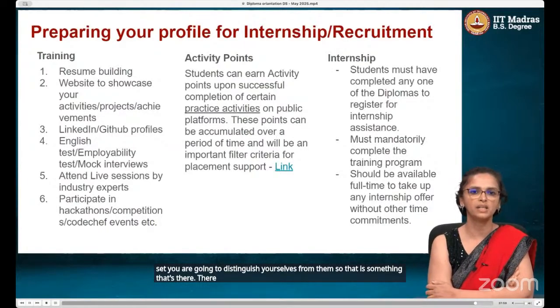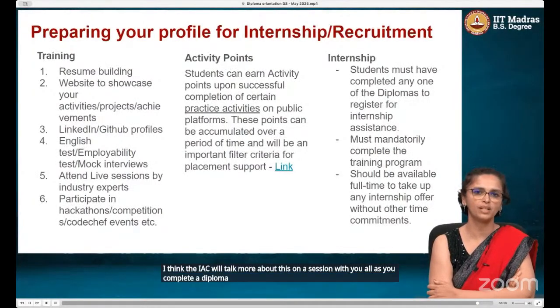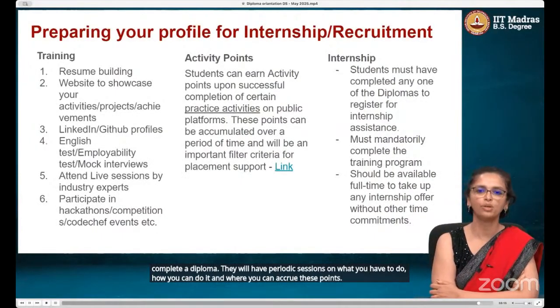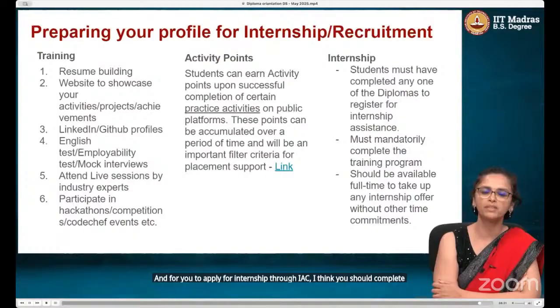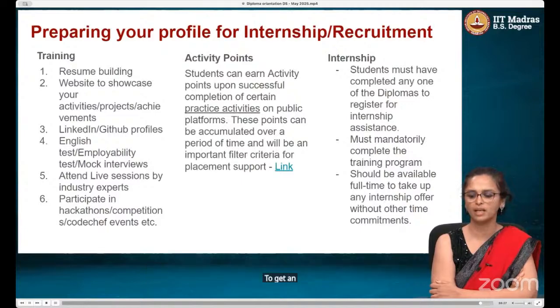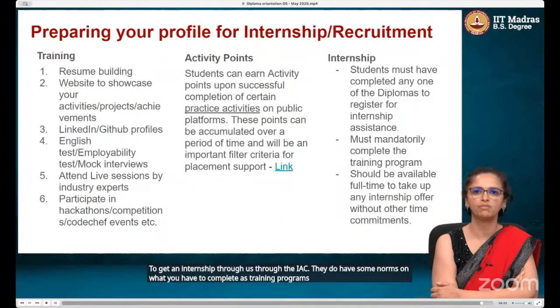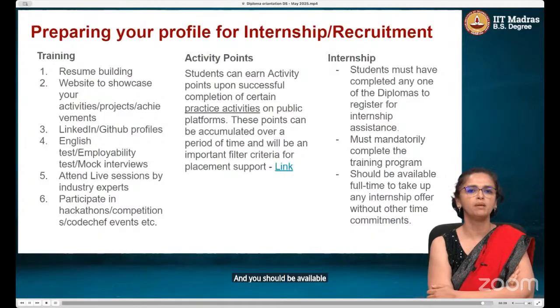There is a set of activity points that are also defined for activities to be done in every single course. I think the IIC will talk more about this in a session with you all as you complete a diploma. They will have periodic sessions on what you have to do, how you can do it, and where you can accrue these points. And for you to apply for an internship through IIC, I think you should complete at least 1 diploma with us, after which you can apply to get an internship through us through the IIC. They do have some norms on what you have to complete as training programs, as activity points before they can share opportunities with you, and you should be available full time to be able to take up these opportunities.